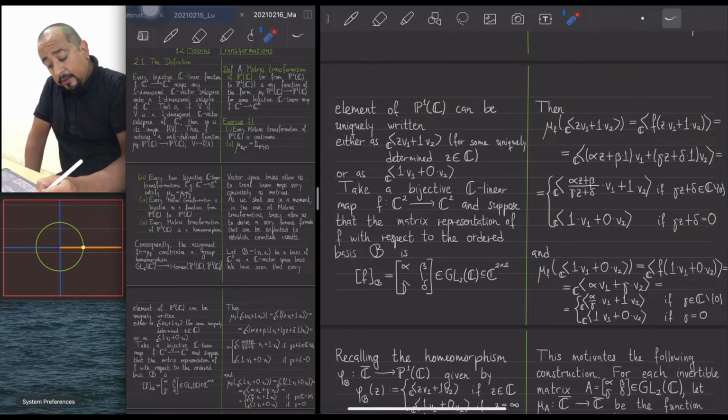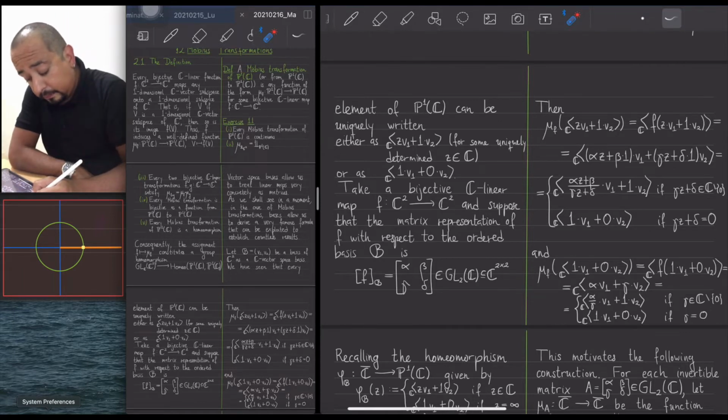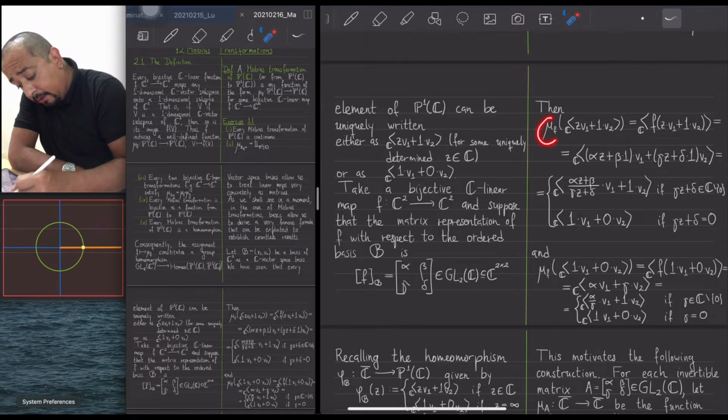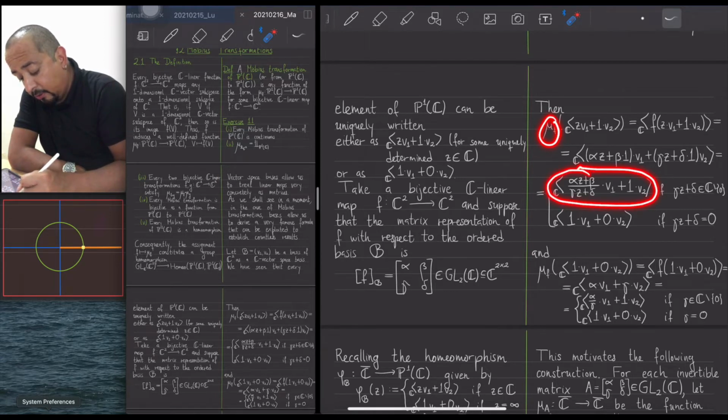And the thing is, there is at most one complex number for which this is 0. So this means that mu f of a point is almost always equal to this, right? I mean, mu f of a point in P1C is almost always given by this formula. Almost always. When can this formula not be applied?